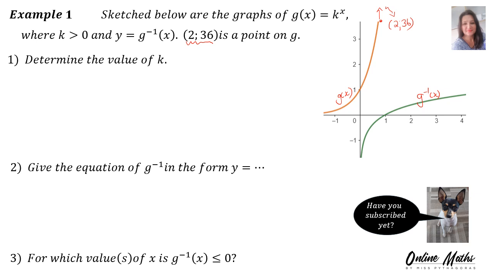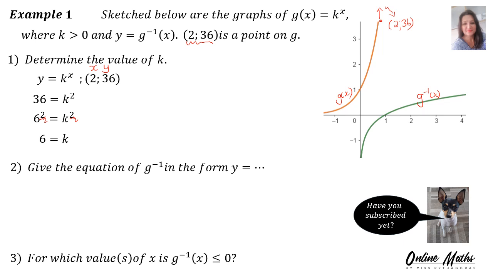Now, to find the value of k, we need a point that lives on that graph, and the only point we've got is the point (2, 36) that consists of an x and a y. Therefore, in y's place we substitute 36 and in x's place we substitute 2. And now we solve for k. 36 is the same as 6 squared, and to get rid of the square on k I will divide by 2 on the exponent. Therefore, k's value is 6.